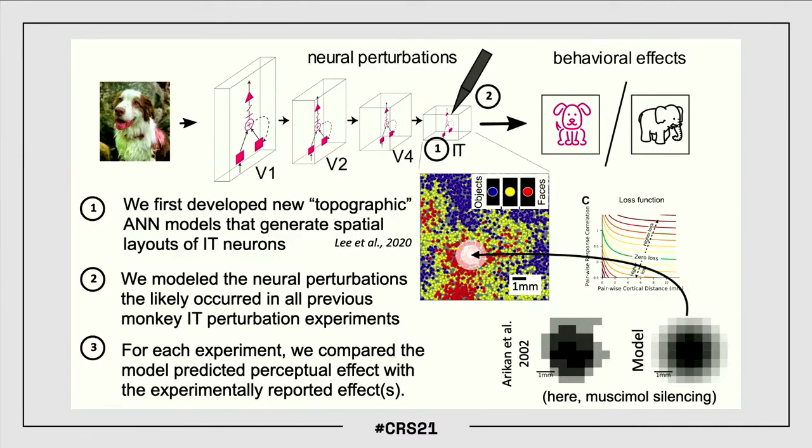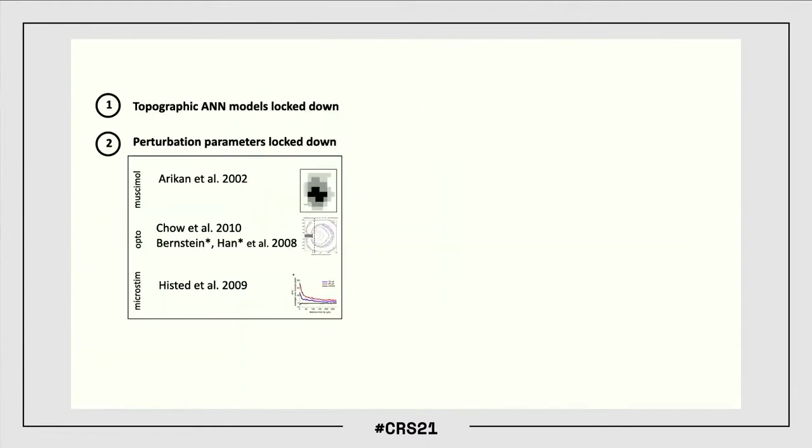So just conceptually, you can think of it like, what if we silence this big clump of face preferring neurons within this single face patch here? What would be the behavioral consequences of that kind of manipulation? And the model can now make predictions on that.